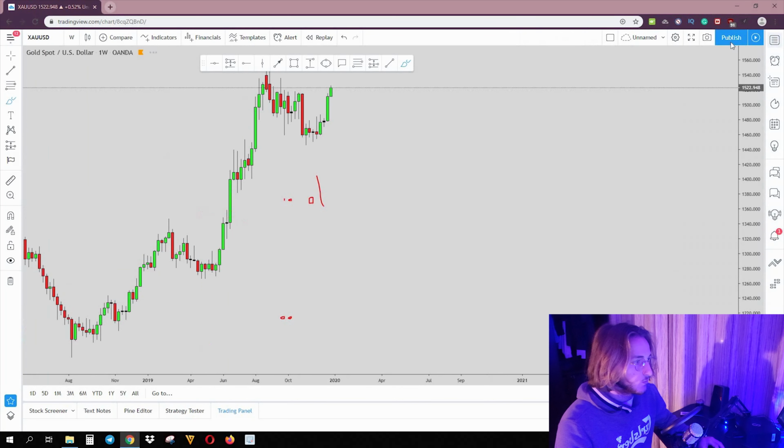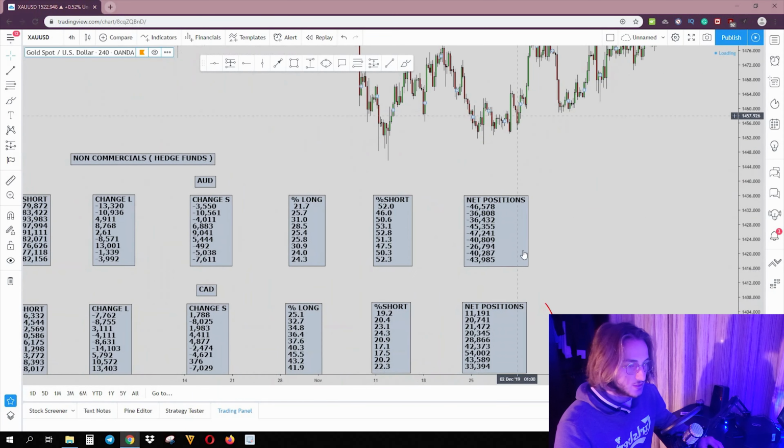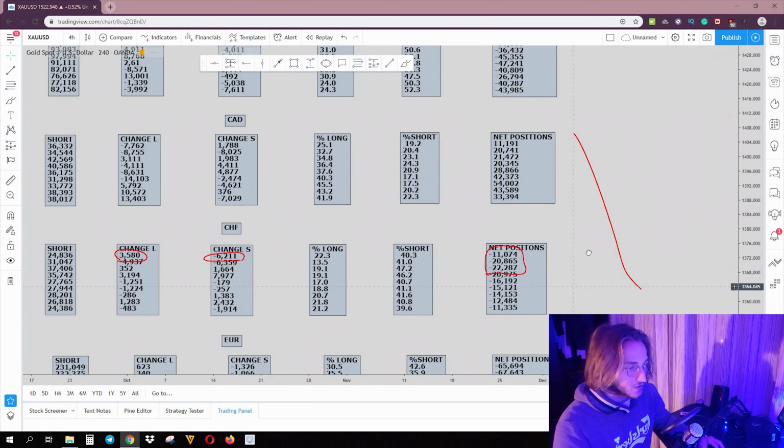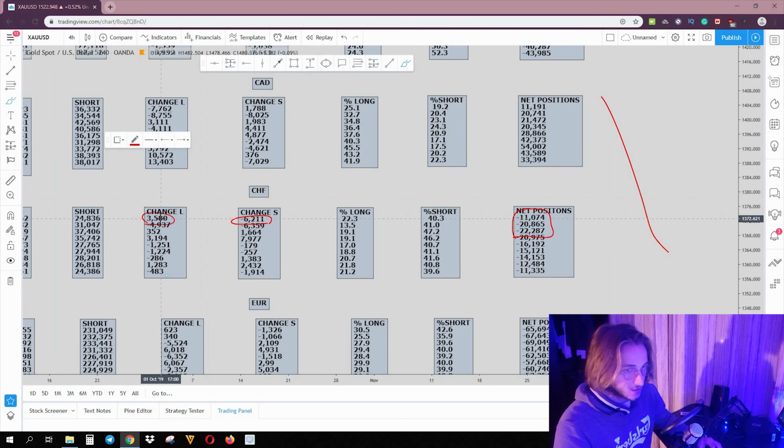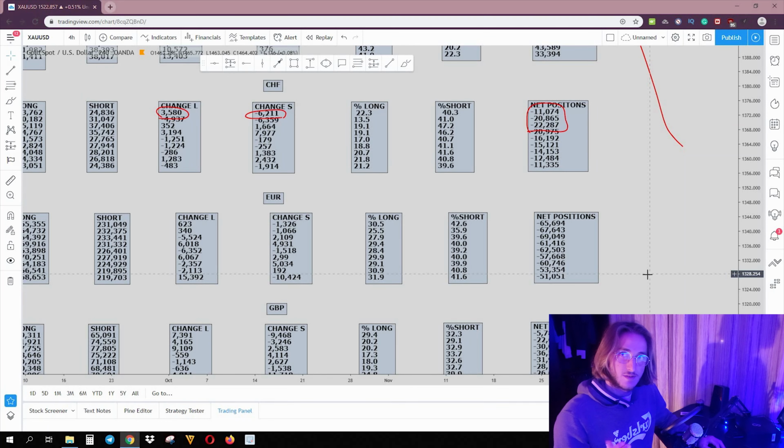So this is a very interesting topic, and what we expected was continuation to the downside, because if you look at what hedge funds were doing on the USD and the CHF, CHF we already spoke about. They were adding longs and decreasing shorts, so net positions were decreasing. So basically, they were buying CHF.